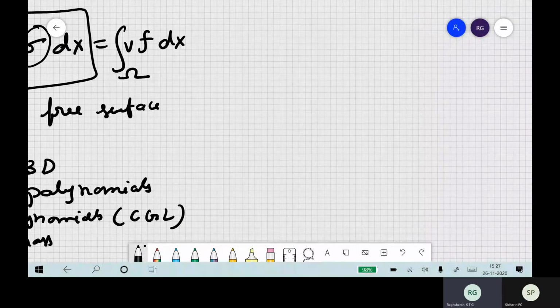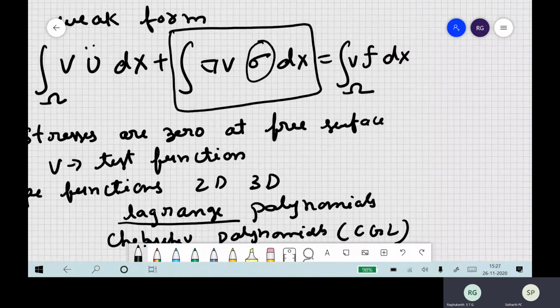So you are able to see the screen, right? Yes, sir.